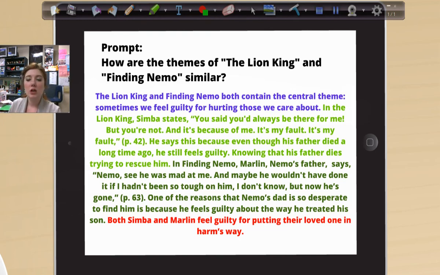In Finding Nemo, Marlin, he says, maybe he wouldn't have done it if I hadn't been so tough on him. Okay, so this is a good quote, also supports the idea that's explained in the next sentence. One of the reasons that Nemo's dad is so desperate to find him is because he feels guilty about the way he treated his son. Oh, okay, so that is relevant. And then in the red, we have that concluding sentence. Both Simba and Marlin, the two characters from the two pieces we're talking about, feel guilty, words from this answer, for putting their loved one in harm's way. So everything reverts back to the answer. I get it. It's interpreted for me.